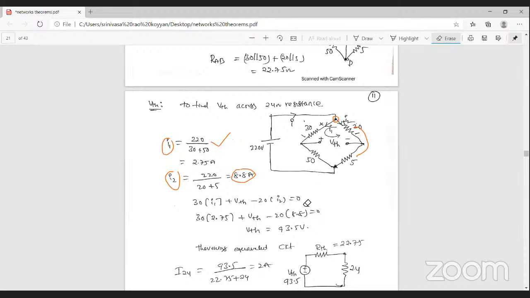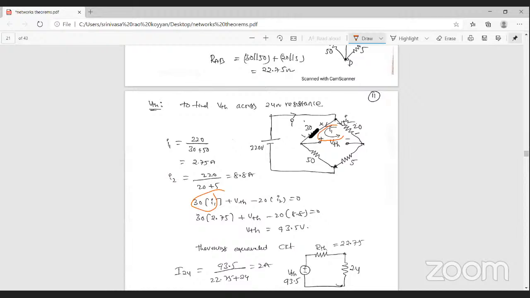So then you can find out the Thevenin's voltage. How to find out the Thevenin's voltage? By using these two currents. Simply apply the loop analysis in this path, then you can find out the Thevenin's voltage. To apply the loop or KVL analysis, the current I1 is passing through 30 ohm, that is 30 into I1.